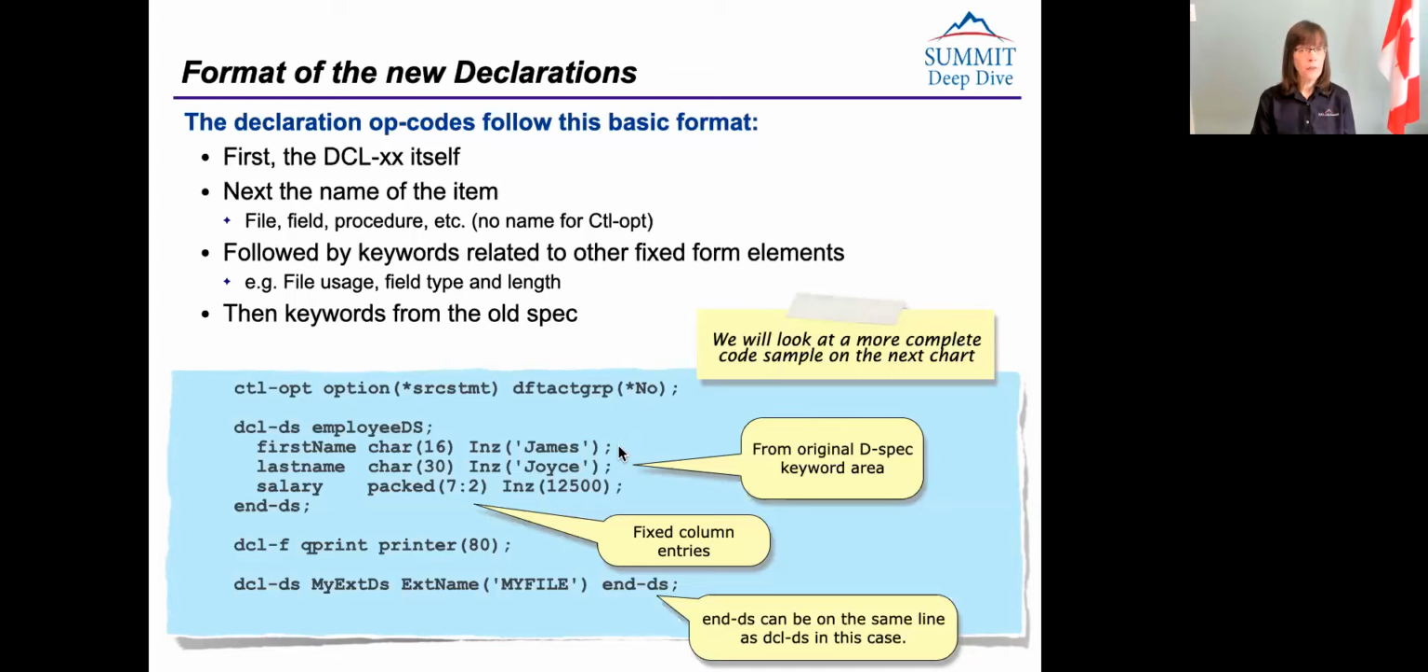Note, of course, just like with freeform logic, for those of you that are maybe familiar with that already, we still need the semicolon at the end of all these statements. And we need an end for our data structures, which I think we'll talk about in a little more detail later. Although you'll notice, as my example down here at the bottom shows, that if it's something like an externally described data structure, then the NDS, so that we don't need those subfields listed specifically, it can go on the same line.